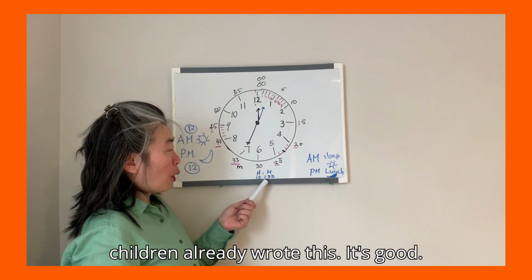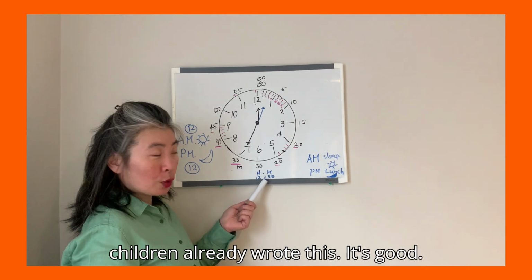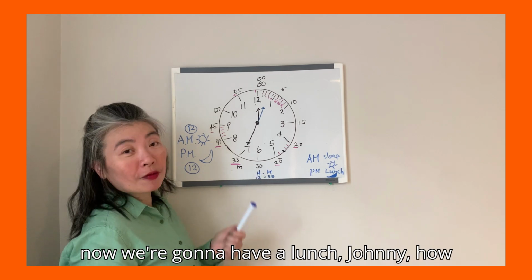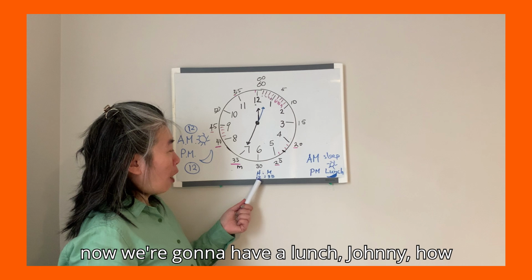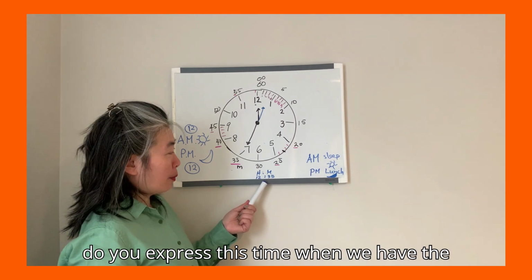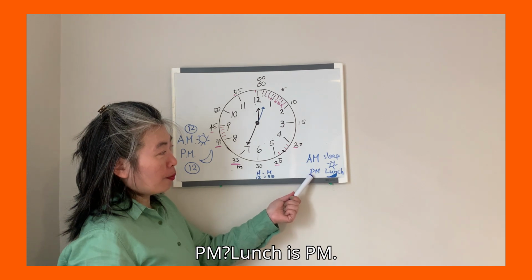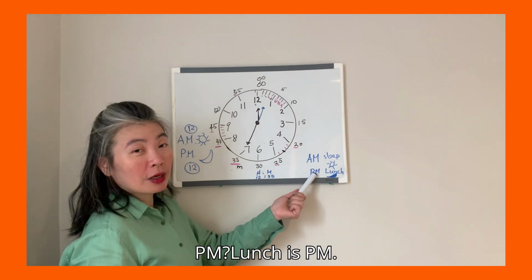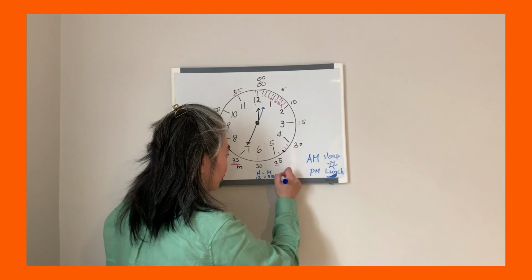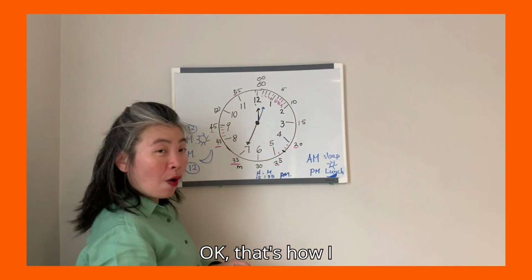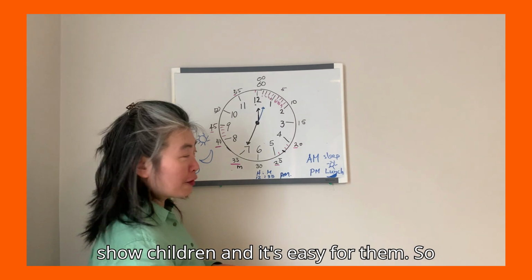Now the children already wrote this. It's very good, Johnny. Now how do we say, now we're going to have lunch, Johnny? How do you express this time when we have lunch? Do you think it's AM or PM? Lunch is PM. Very good. That's how I show children, and it's easy for them.